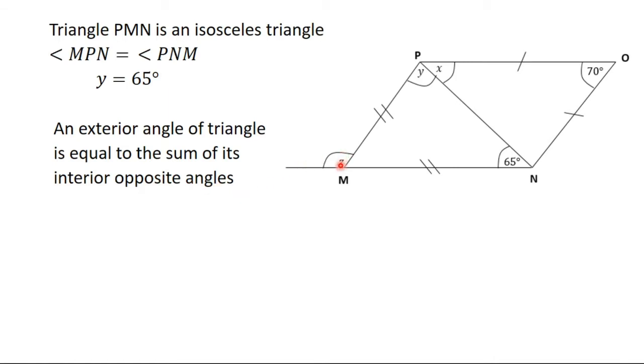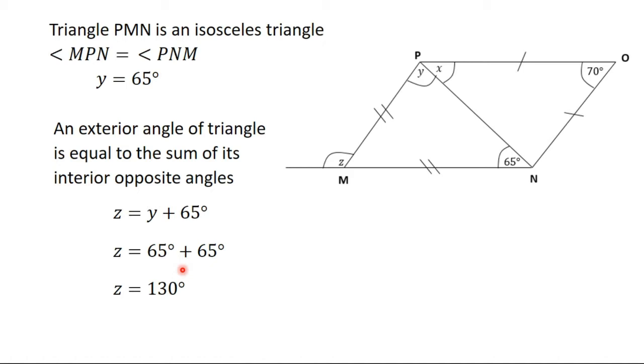We have an exterior angle here, which is Z. We know its interior opposite angles to be Y and 65 degrees. We found the value of Y, so we can find Z from there. What this means is that Z is equal to Y plus 65 degrees. We know that Y is 65 degrees, so Z is equal to 65 degrees plus 65 degrees, which will give us 130 degrees. This is one way of solving the question.